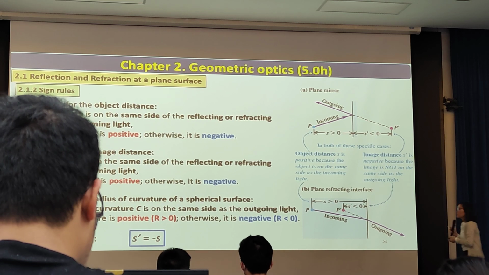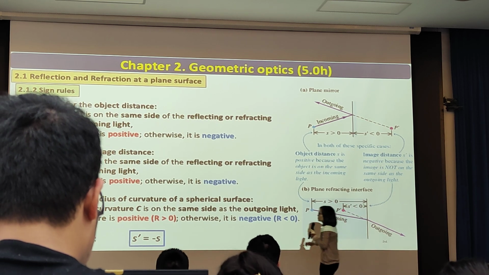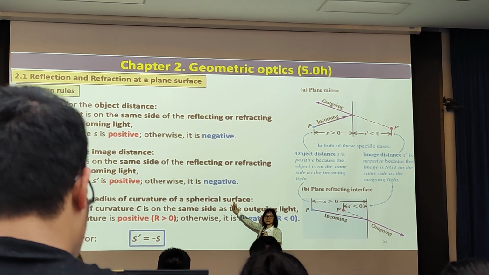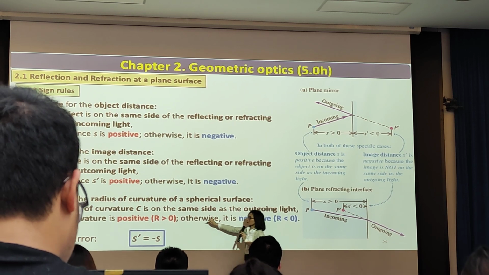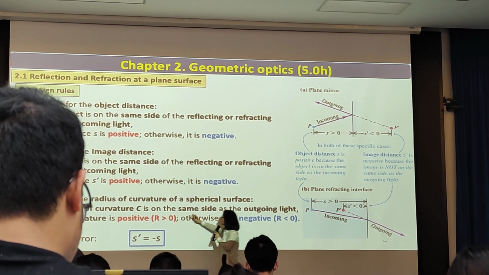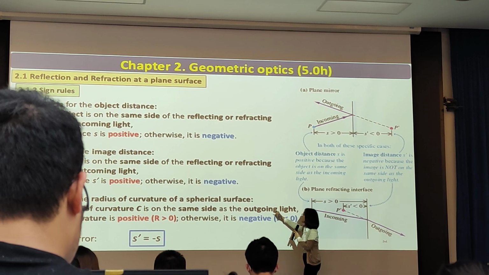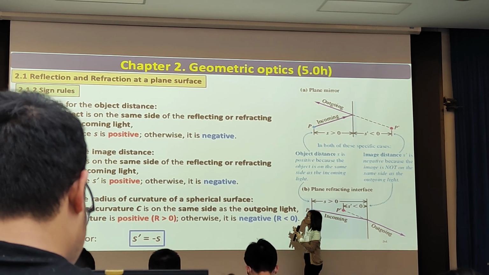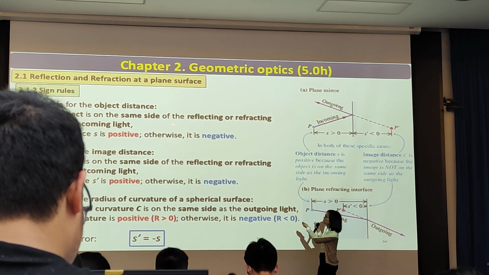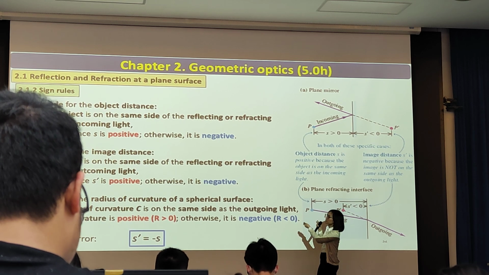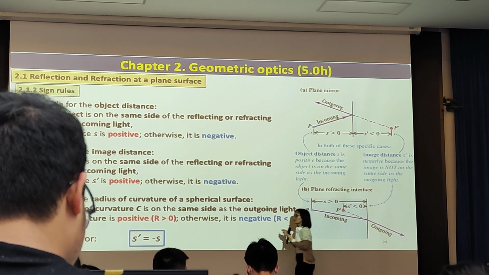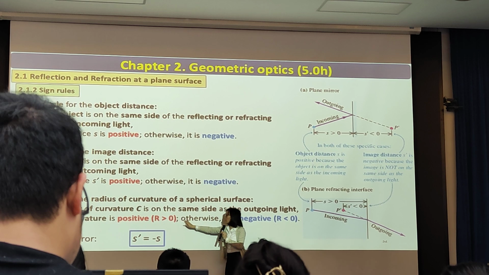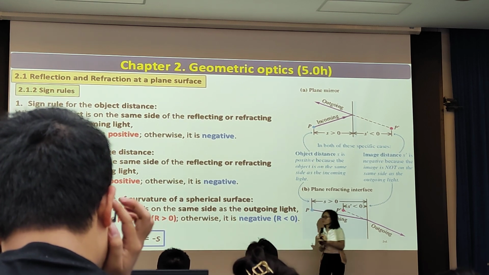And here, sign rules for the radius of curvature of a spherical surface. When the center of curvature C is on the same side as the outgoing light of the reflecting or refracting surface, the radius of curvature is positive, otherwise it is negative.